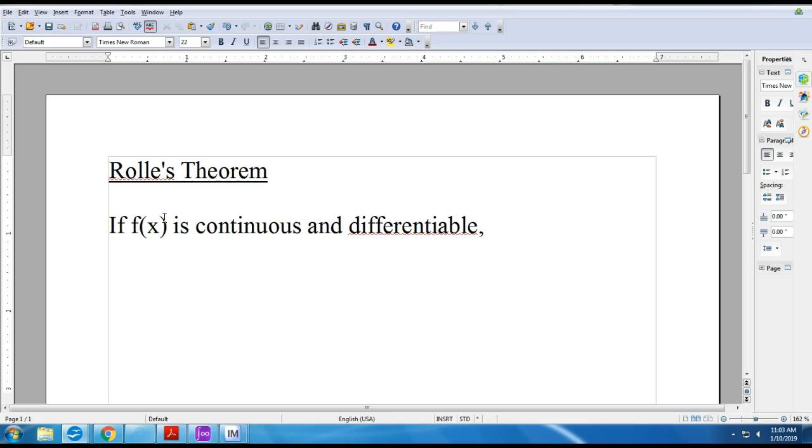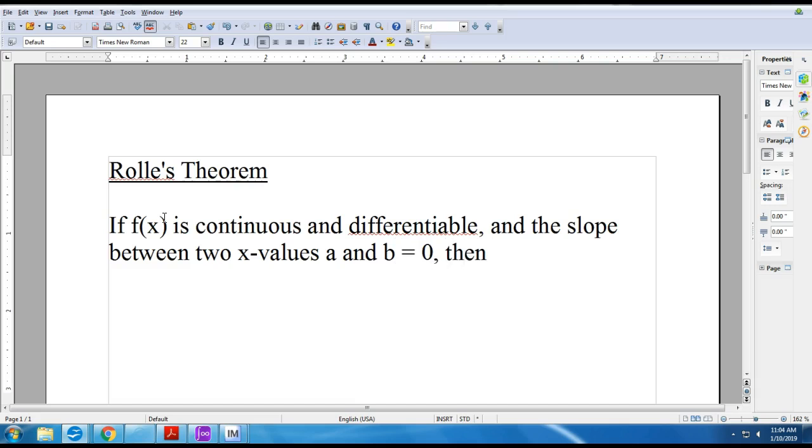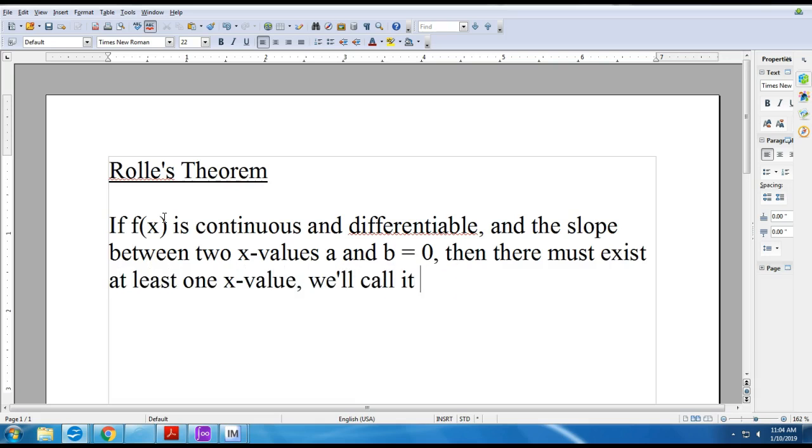So f of x is continuous and differentiable, and the slope between two x values a and b equals 0. So that's like these 2 points that I drew. What's the slope between those 2 points in all these drawings? 0, right? Because I tried to draw a level. So Rolle's theorem says then there must exist at least one x value, we'll call it c, where f prime of c equals 0.